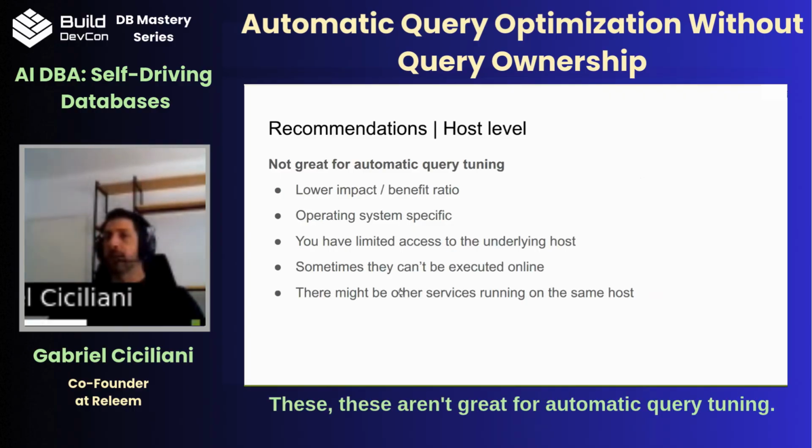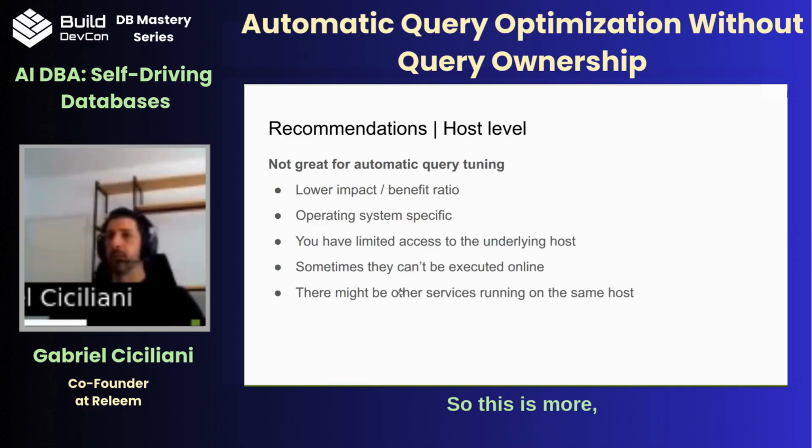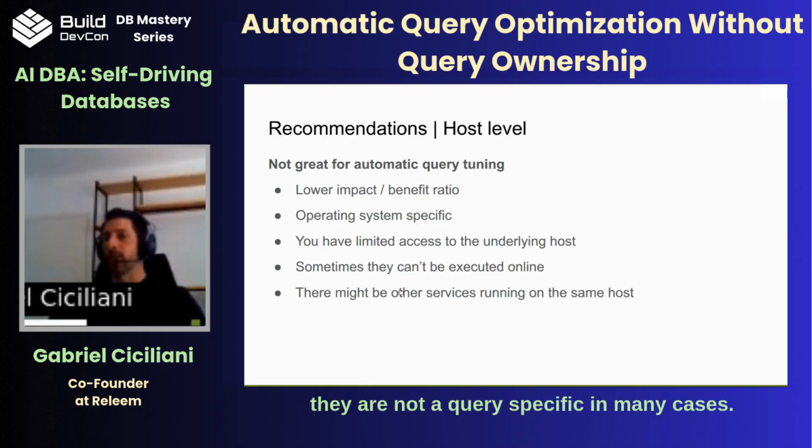These aren't great for automatic query tuning. I mean, again, think of the workflow I showed you before, right? These recommendations are usually more on the global tuning or server tuning side. They are not query specific in many cases. They are more about making the server run faster, prioritize its execution, use more resources, or improve the software by upgrading it. But they won't do much for your specific query, right?